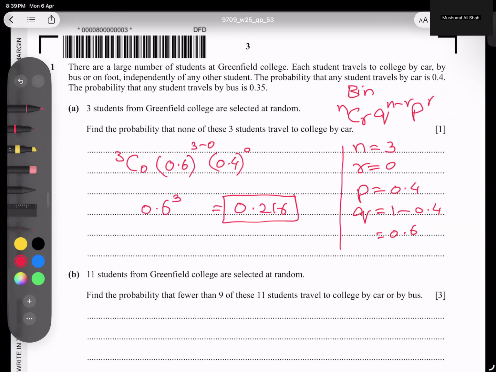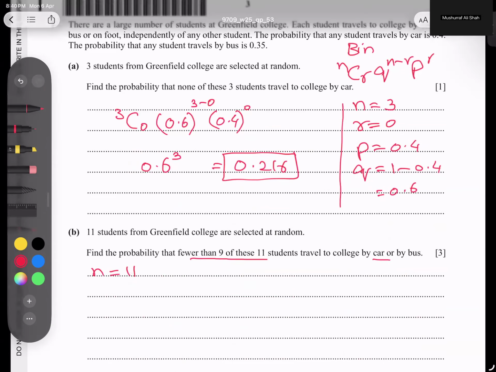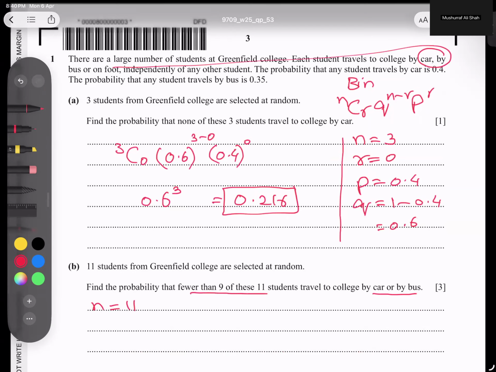So let's talk about part B. 11 students from Greenfield are selected now, and the sample size n given to us is 11. Fewer than 9 out of 11 travel by car or bus. So because it's car or bus, I have to add both. So 0.4 and 0.35, if we add, p comes to 0.75 and q is naturally 0.25 because we subtract it from 1.